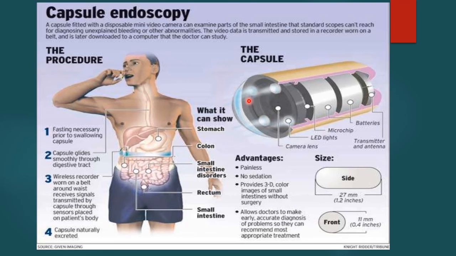This is a very interesting and effective mechanism, but the problem is it is costly, not easily available, and it takes time to analyze the thousands of images that are recorded by this capsule. Therefore, this is not very ideal for patients with massive bleeding, but it is very useful for patients with slow recurrent bleeding in the lower GI tract.